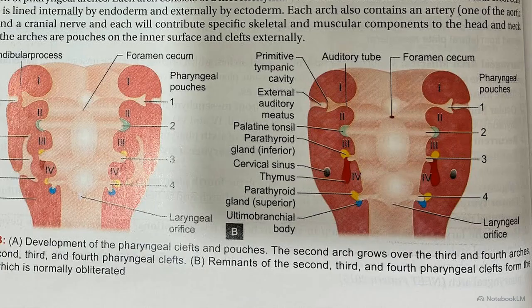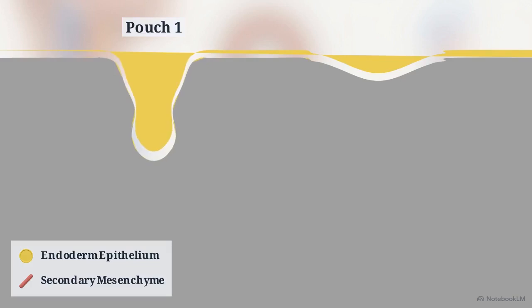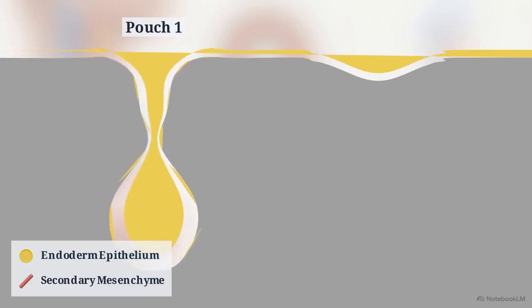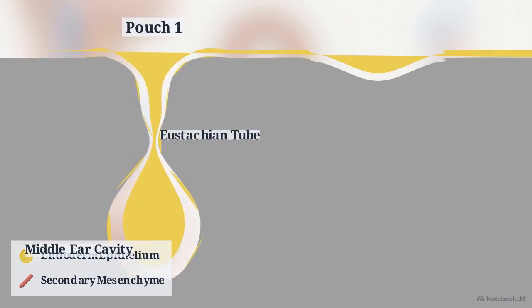Returning to the inner layers, this illustration shows the internal endodermal lining of the pharyngeal apparatus. This endoderm balloons outward into the surrounding mesenchyme, forming distinct cavities known as the pharyngeal pouches. Pouch 1 extends far outward to form the epithelium of the middle ear cavity and the eustachian, or auditory tube. Pouch 2 undergoes a more complex process.